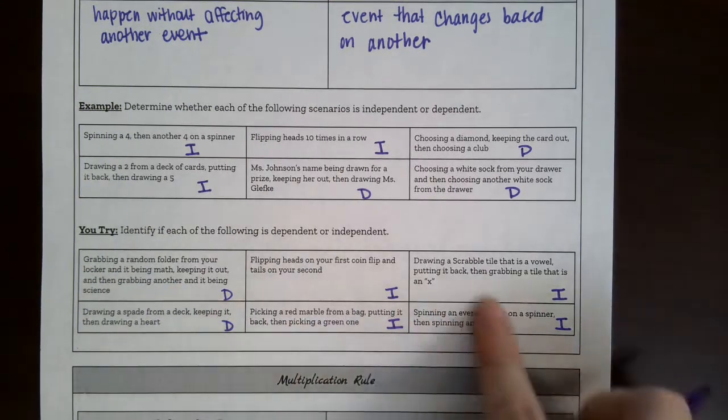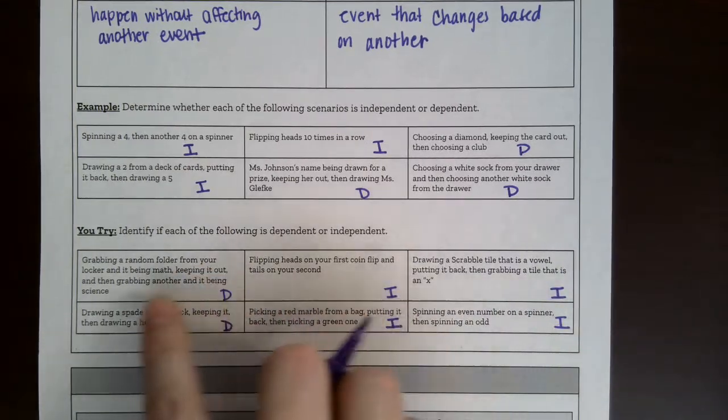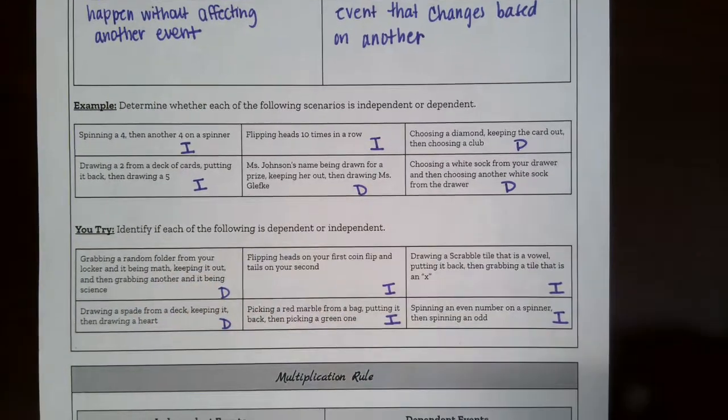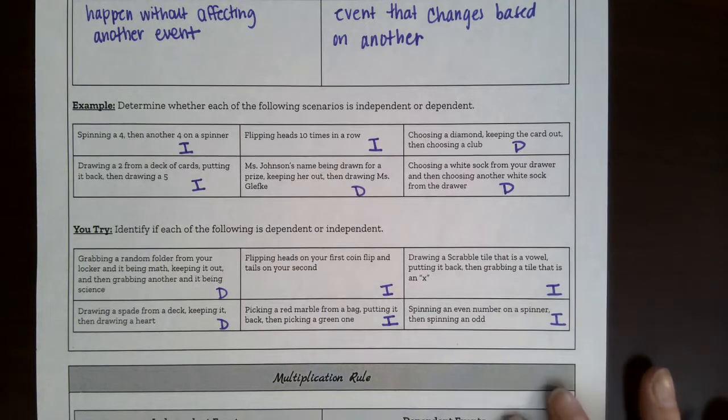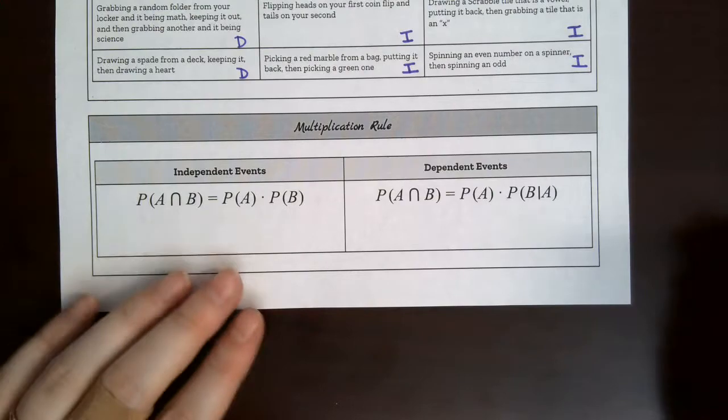Most of these are independent. As you can see, there's 4 independent over here, and then these 2 are dependent because you're keeping something out once you choose it. Now let's look at how to actually calculate these probabilities.